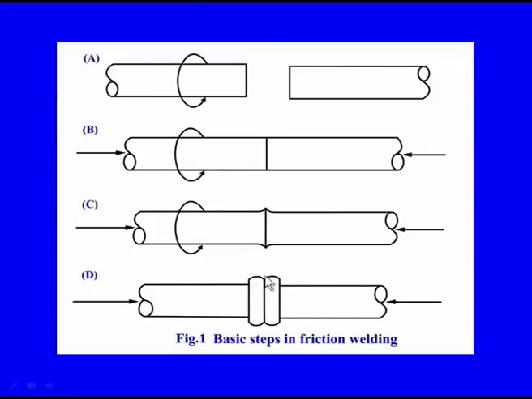These flashes are unwanted, as can be seen from this figure. This is somewhat unwanted material, and it is because of the plastic deformation of the two parts under pressure. This can be machined out, or suitable secondary operations can be applied to remove this flash if we want this joint also to be at the same diameter as the original bodies or original objects.